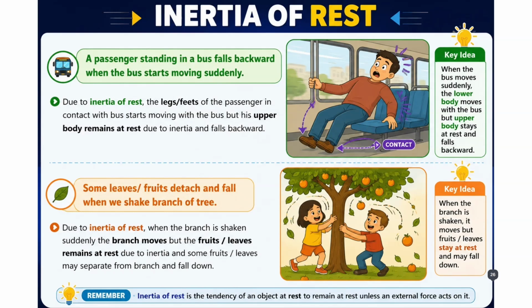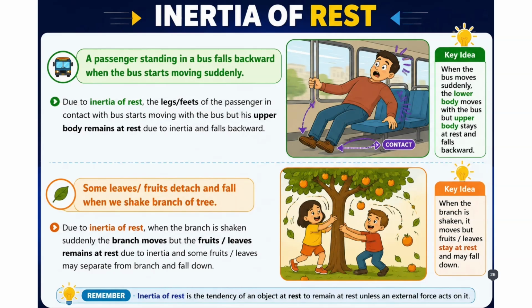When the bus moves forward suddenly, the lower part of your body, which is in direct contact with the bus floor, moves forward along with it. However, the upper part of your body wants to stay at rest due to inertia. As a result, your upper body stays behind for a moment, causing you to fall backward.